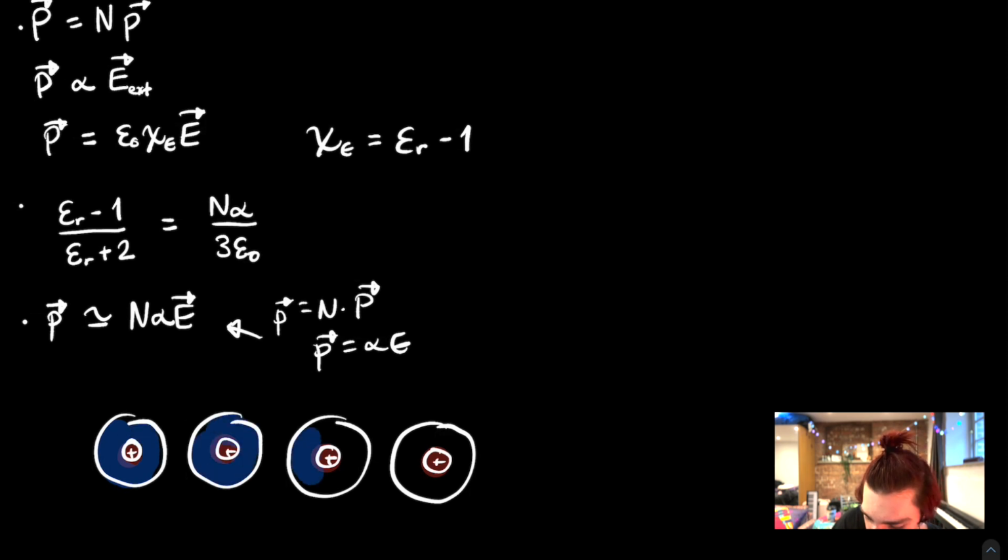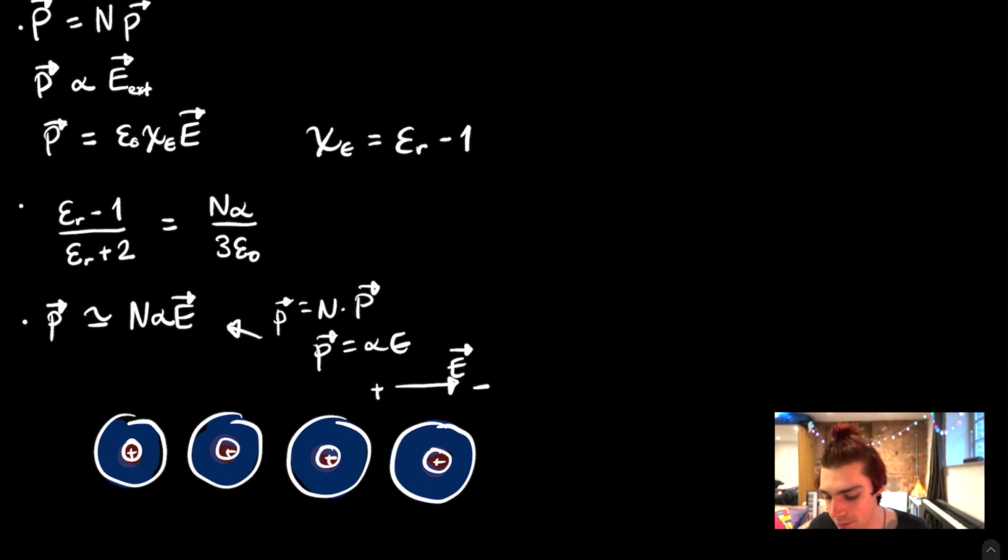So they would be symmetrical. So we're going to consider atoms that are a bit like this. But of course, when we apply our electric field, say in this direction right here, the electric field lines run from positive to negative. So the positive end would be this side, and the negative end would be this side.